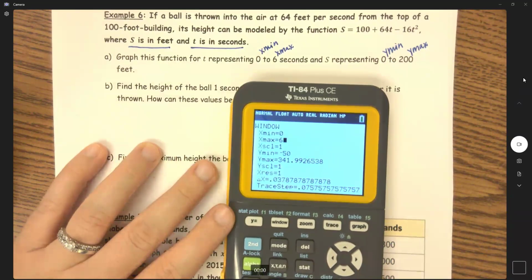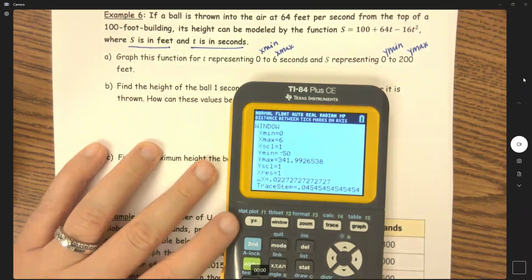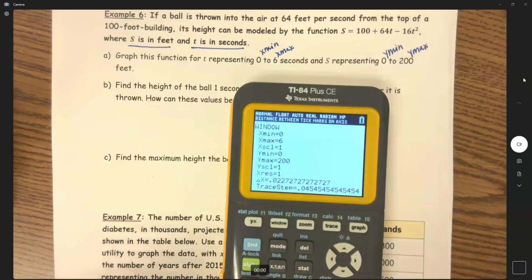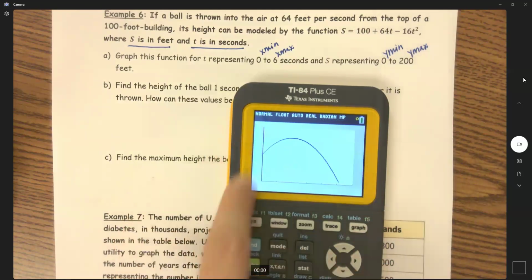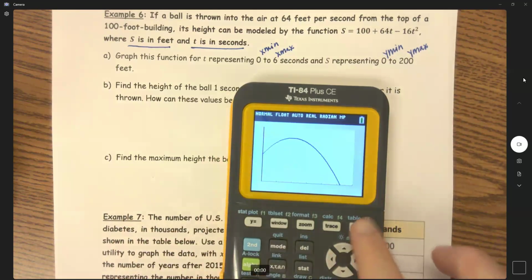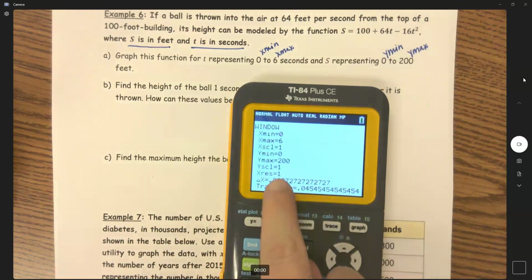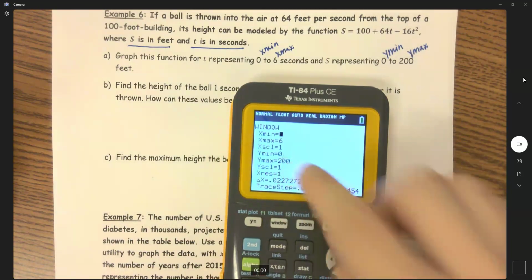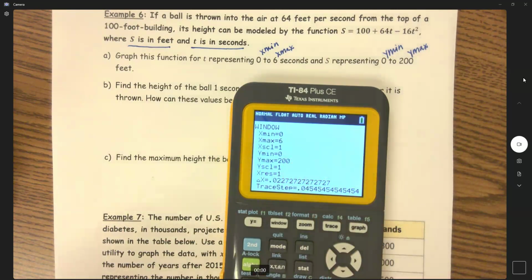So we're going 0 to 6 for my x. A scale of 1 makes sense. My y min and max is 0 to 200. They don't tell you how to do the scale. And to be honest with you, the scale doesn't matter. If I go ahead and hit graph here, I just have a nice straight line right here. Because what that's representing is that each little tick is worth 1. So rather than doing 200 little tick marks, they're just going to do a line, right?